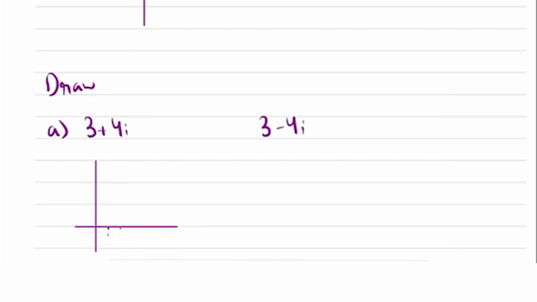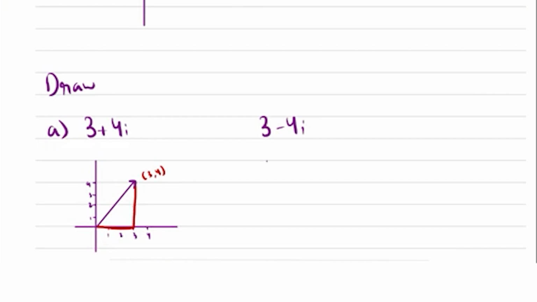So 1, 2, 3, 4. 1, 2, 3, 4. So it says 3 plus 4 iota. That means 3 on x-axis and 4 on y-axis. So this point will be (3, 4). On x it's 3 and on y what guys? 4. So my Argand diagram will be this. Got this?